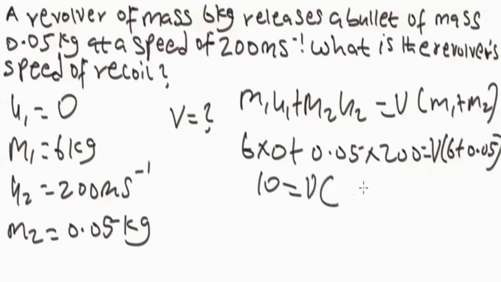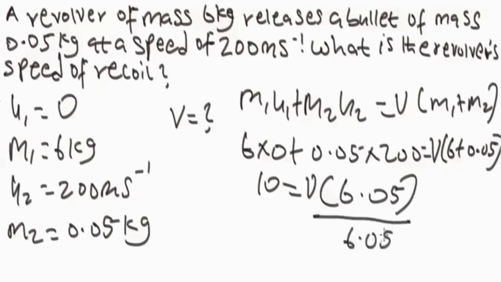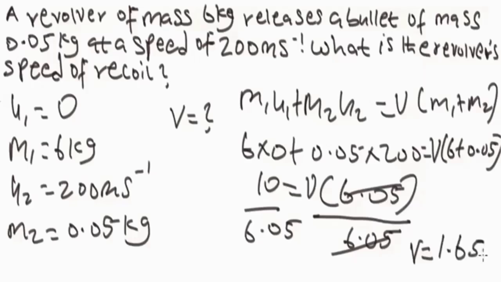So 6 plus 0.05 gives us 6.05. To make v the subject of the formula, divide both sides by 6.05. If we cancel this, therefore 10 divided by 6.05. Let me punch it. Alright, so our final velocity will be 1.65, if you are leaving it in 2 decimal places, meters per second. This will be the speed of recoil, the final velocity.